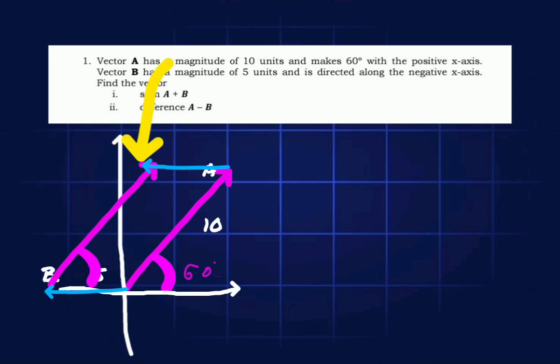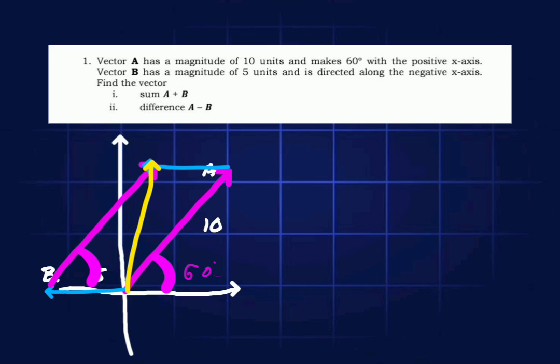Now we need to draw a diagonal from the origin up to the point where these two equal vectors meet. That's the diagonal, and that's our resultant vector. Now we need to find the length of that vector using trigonometry. So how are we going to do that?